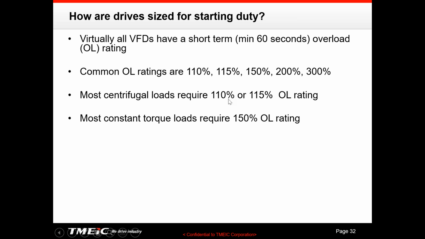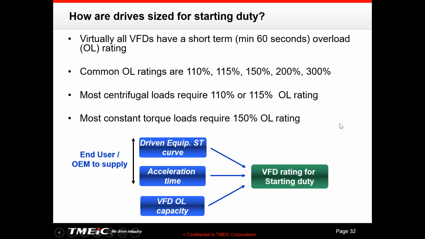Typically we use 110 or 115% for pumps and blower fans, and for some constant torque applications like reciprocating compressors and mills, we typically use 150% overload.